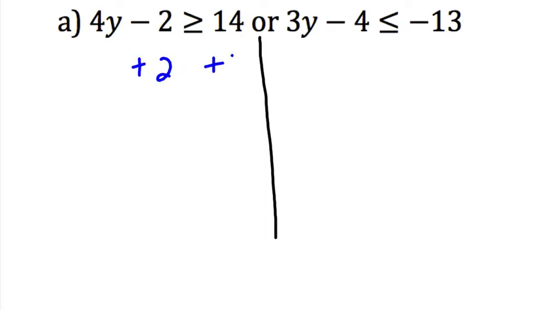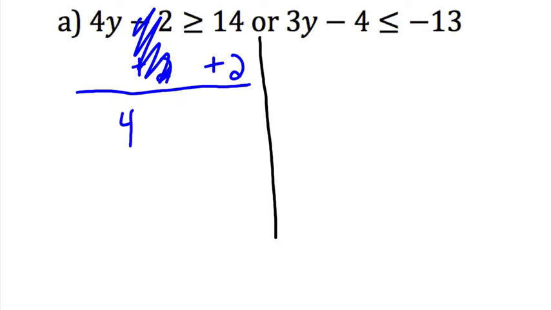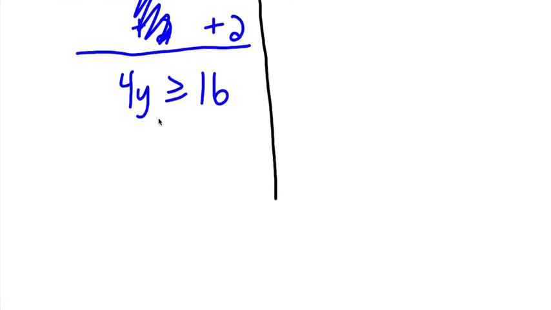The whole process here is not any different than anything that we've done with solving or graphing equations or inequalities. All right, so it's all the same process. It's just the way our graph looks at the end that's different. Negative 2 plus 2 is 0, so my whole left-hand side is 4y is greater than or equal to 14 plus 2 is 16. And then my last step here is I will divide both sides by 4. 4 divided by 4 is 1. So I have 1y is greater than or equal to 16 divided by 4 is 4.